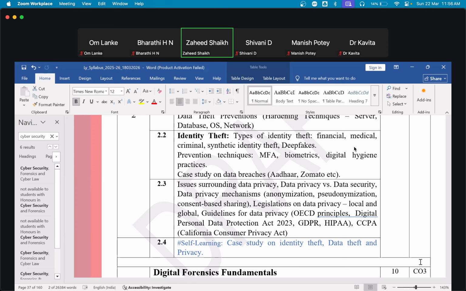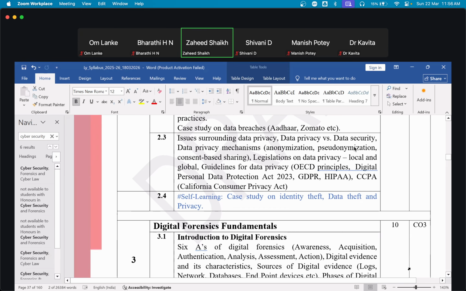The different prevention techniques to handle these thefts are multi-factor authentication and biometrics. What are the different digital hygiene practices? And more importantly, we'll be covering different case studies, such as how the Aadhaar database was breached and how the Zomato hack took place. We have just listed some of them. There are many as such to understand how identity theft takes place and what the prevention mechanisms are to ensure that we are protected.